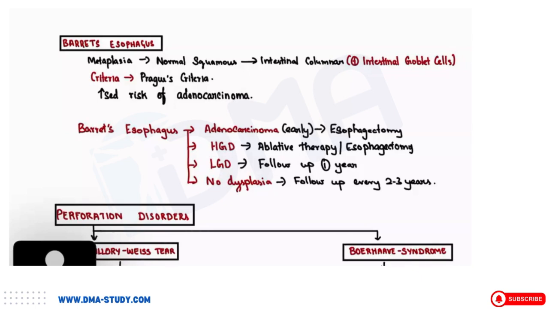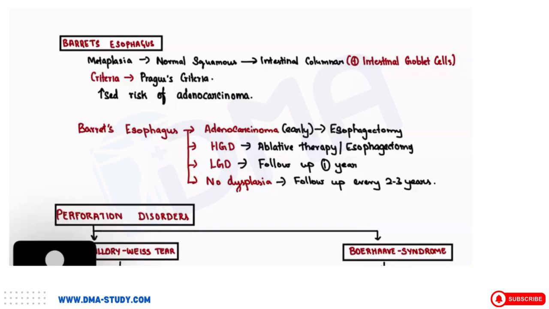So what happens is the esophagus will have cellular stress, and it will adapt by changing its cell type. From what type to what type? Normal squamous epithelium to columnar epithelium along with goblet cells. A very, very important MCQ in terms of Barrett esophagus is which cell type is changed into which cell type. Normal squamous is changed into columnar epithelium, intestinal columnar epithelium.